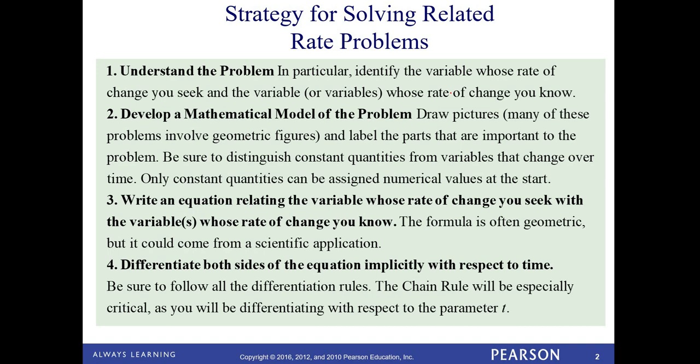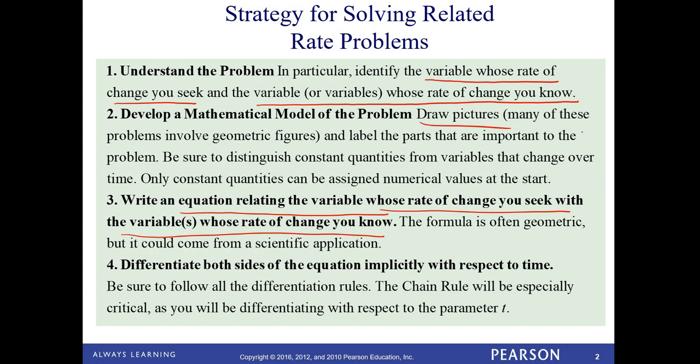The first thing we want to do is identify the variable whose rate of change you seek and the variable or variables whose rate of change you know. So it's really important at the beginning of each of these problems to write down the rates that you know and the rate that you're looking for. Drawing pictures is helpful on most of these. It will help you to set up an equation. The third thing you do is write the equation relating the variable whose rate of change you seek with the variables whose rate of change you know. So again, this relates directly back to this first step.